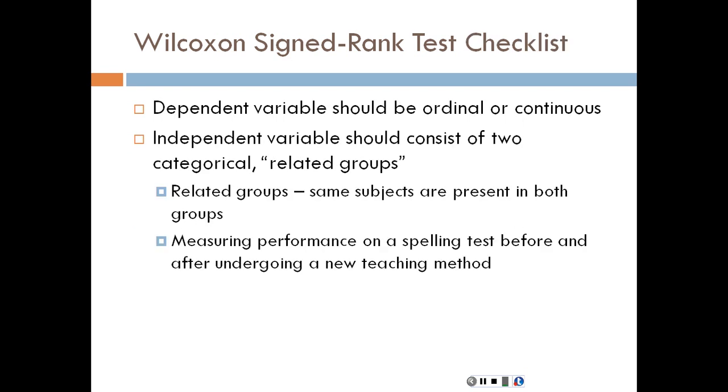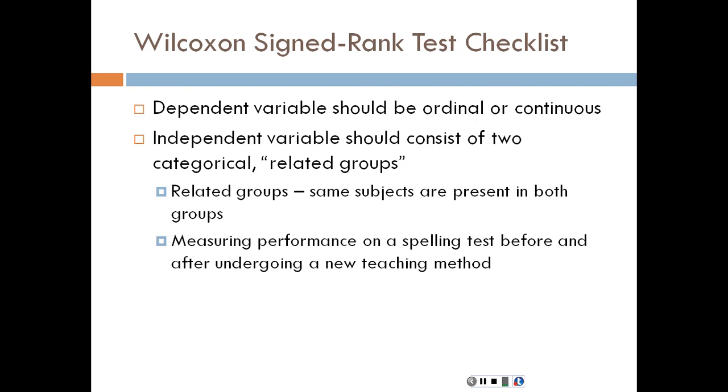So let's look at our checklist for this particular test. Again, our dependent variable should be ordinal or continuous. Notice that there is a common trend here with our checklist. Our independent variable should consist of two categorical related groups. Those related groups would be the same subjects in both groups, where you can measure, for instance, your performance before and after an intervention.